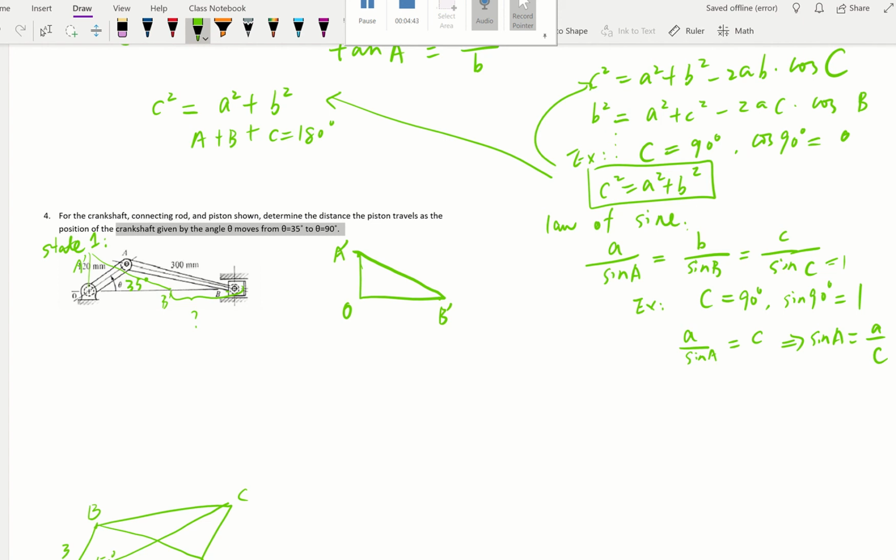Now how do we do that? This distance is going to be equal to the initial, it's not AB, it's O, this letter is O, OB minus OB prime. That's the distance traveled. That gives us a sense of purpose. How do we do this? We just need to figure out OB and OB prime. Now, how do we find OB?